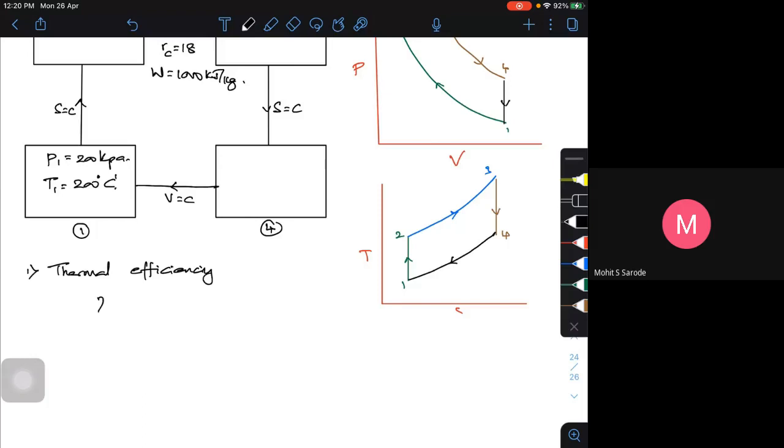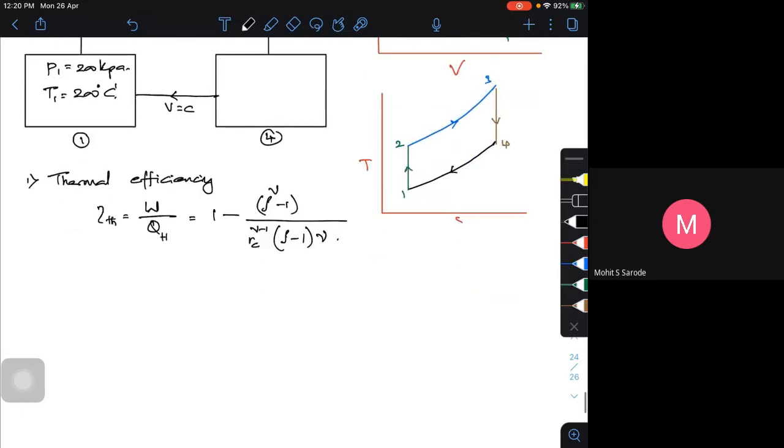It's given by two formulas: work done by heat supplied, and also the formula we have derived, 1 minus (rho to the power of gamma minus 1) divided by (Rc to the power of gamma minus 1 into (rho minus 1) into gamma). So this is the formula we have derived actually. So thermal efficiency can be found using these two formulas.